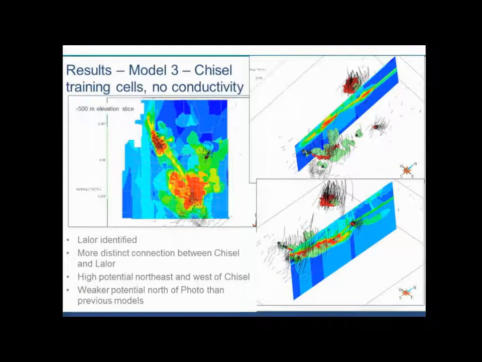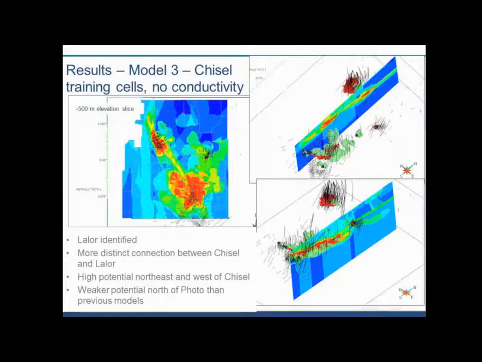The third model uses Chisel as the training region. And again, we didn't use conductivity because we couldn't. When we use conductivity, Chisel is not encompassed in that data. And when I saw this, I thought this looked like a flaming guitar. It looked really cool. And it looks kind of like the other ones, but there is definitely more of a distinct trend between the Chisel and Lalor deposits.